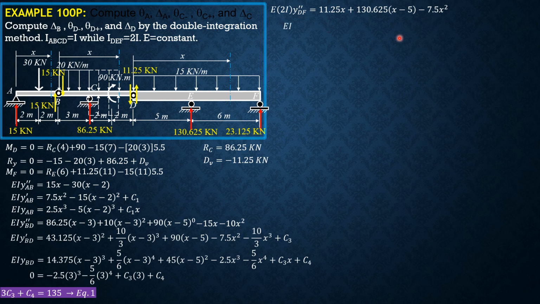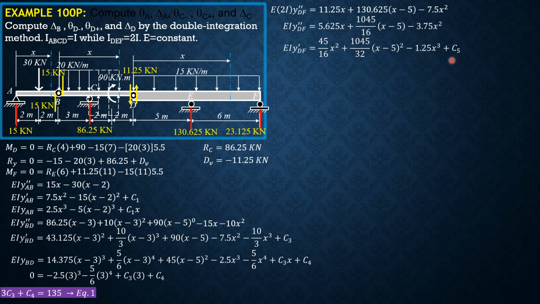So we divide everything by 2 to simplify. So EI y double prime DF is equal to 5.625x plus 1045 over 16 times x minus 5, minus 3.75 x squared. Integrating once, EI y prime DF is equal to 45 over 16 x squared plus 1045 over 32 quantity x minus 5 squared minus 1.25 x cubed plus C sub 5.